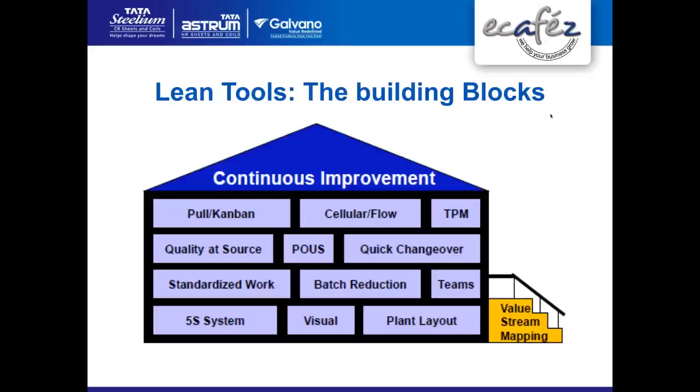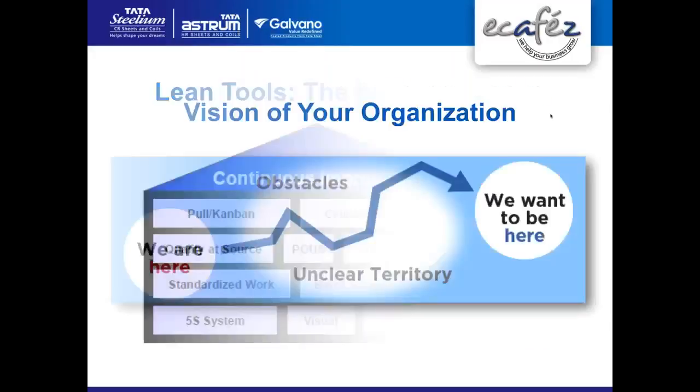Wherever the problems are, the nature of the problem has to be discovered, and accordingly various kinds of tools are applied: plant layout change, visual management, 5S system, standardized work, batch reduction, team working, quick changeover, point of use store, quality at source, Kanban, cellular flow, TPM. There are so many tools as per the different stages and different needs. Appropriately, they have to be learned and applied in the system to eliminate the causes of waste.